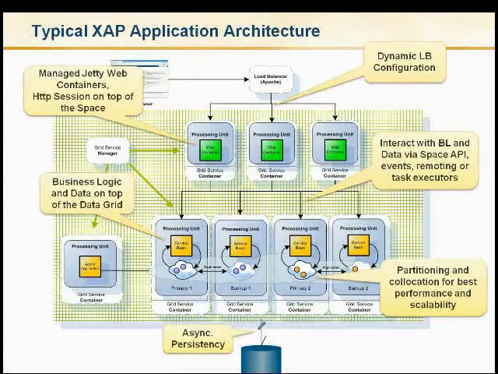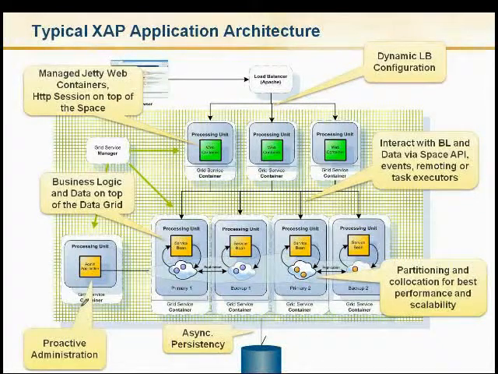The async persistency bit is something I already mentioned. Again, everything that's done in the data grid can be asynchronously propagated to the database. And because the data grid is deployed in a highly available topology, we don't need to do it synchronously. It's enough for us to do it in the background without having to worry that we have a single point of failure or that something will be lost if we don't save it immediately to the disk.